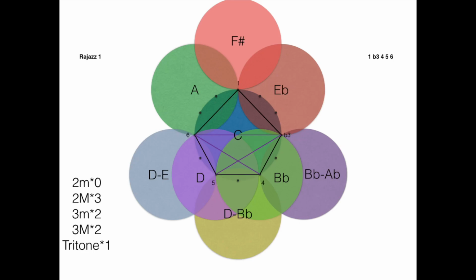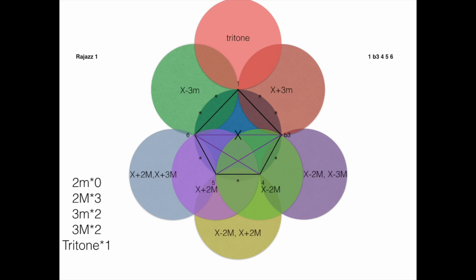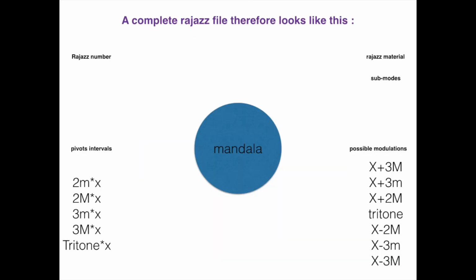Thus, if the pivotal notes of Rajazz 1 in C allow us to modulate in E flat, A, B flat, D, A flat, E, or F sharp, we can say that all Rajazz number 1 starting from its tone X could modulate towards X plus or minus a major third, X plus or minus a minor third, X plus or minus a major second, and a tritone of X. A complete Rajazz file therefore looks like this.